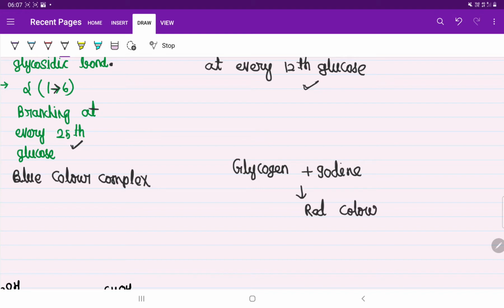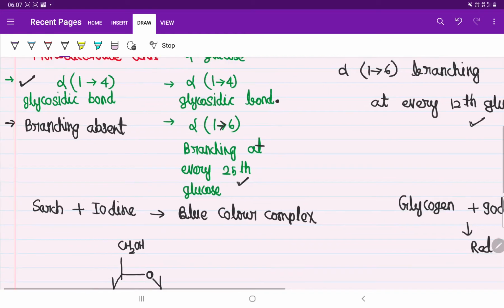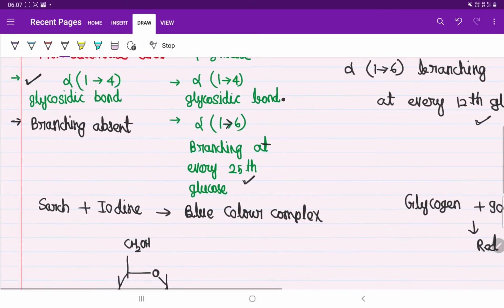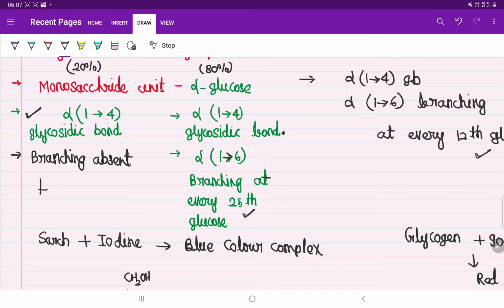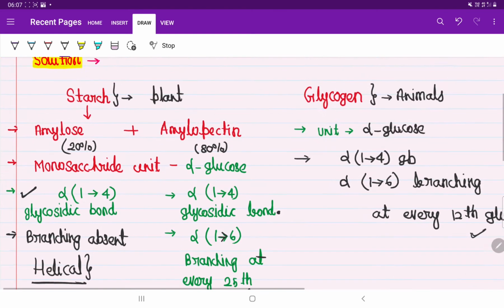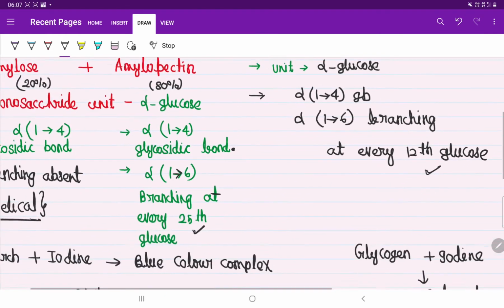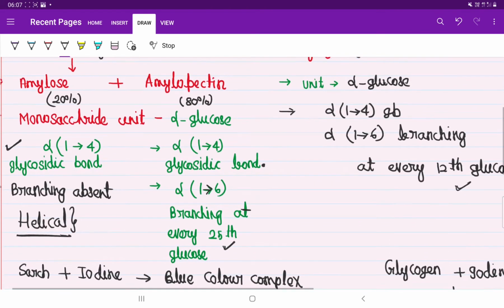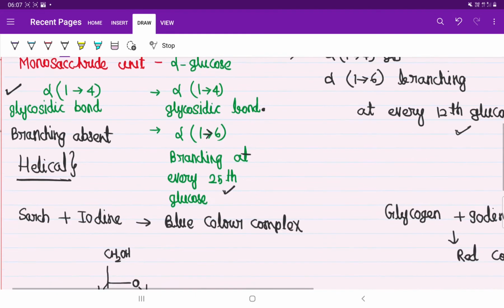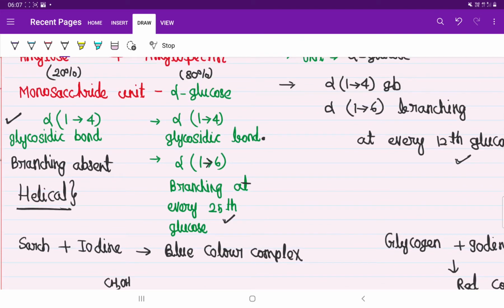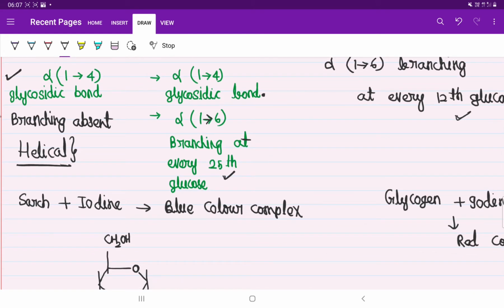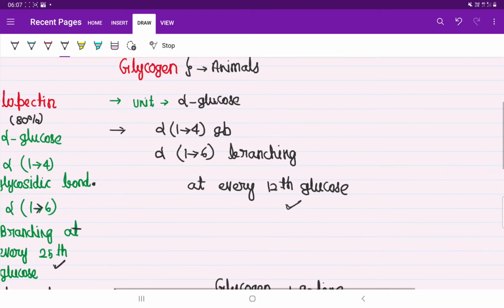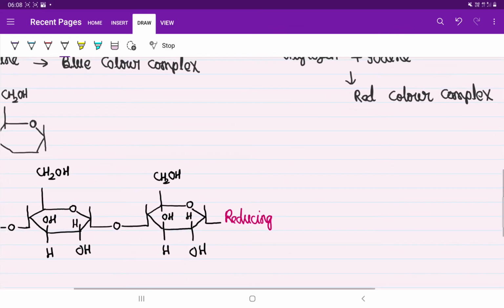Now come back to the question. We compared amylose and amylopectin. Amylose is unbranched actually, right? And it's helical, because of the absence of branching it can be easily twisted. Amylopectin and glycogen are not helical, right? Because of the helical structure of amylose only, our starch forms a blue color complex. That kind of helix is absent in glycogen, that's why it will not form a blue color complex.